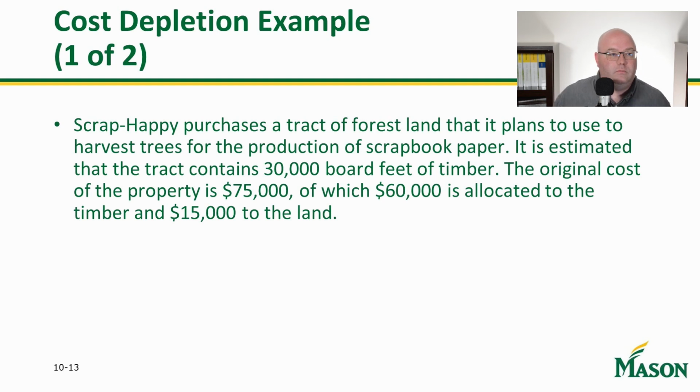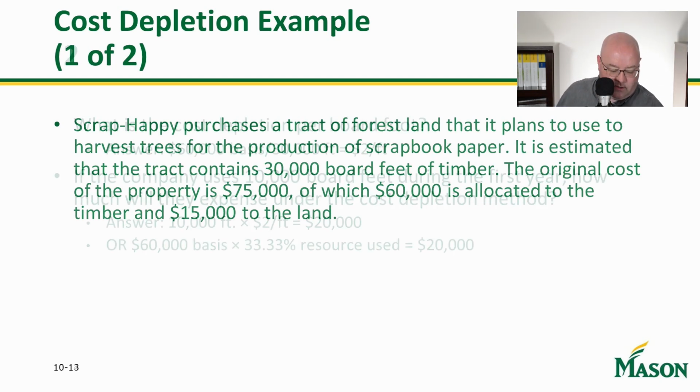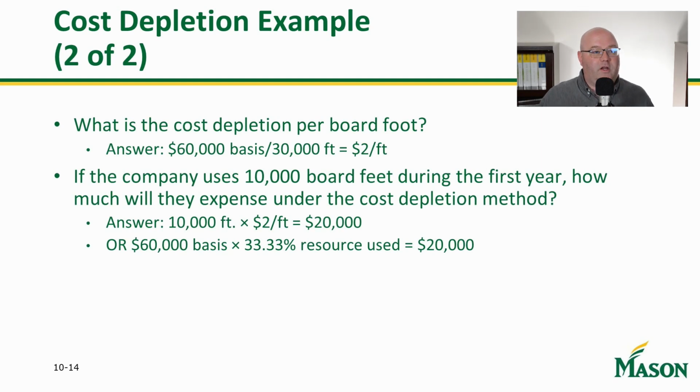Here's an example. Scrap Happy purchases a tract of forest land and plans to use it to harvest trees. It's estimated that the tract contains 30,000 board feet of timber. The original cost of the property is $75,000, of which $60,000 is allocated to timber and $15,000 to the land. What is the cost depletion per board foot? That's where you're going to divide this out. If the company uses 10,000 board feet, how much will they expense under the depletion method? That's going to be $20,000 as calculated there.